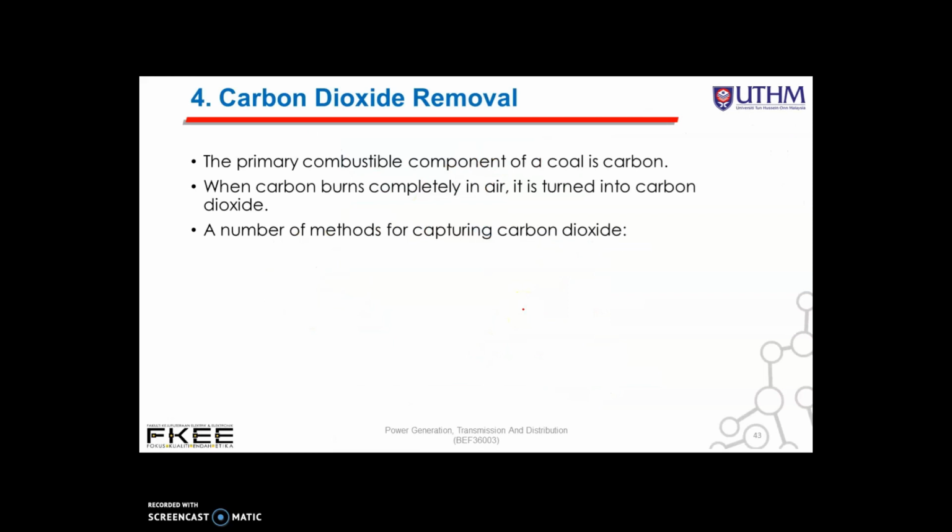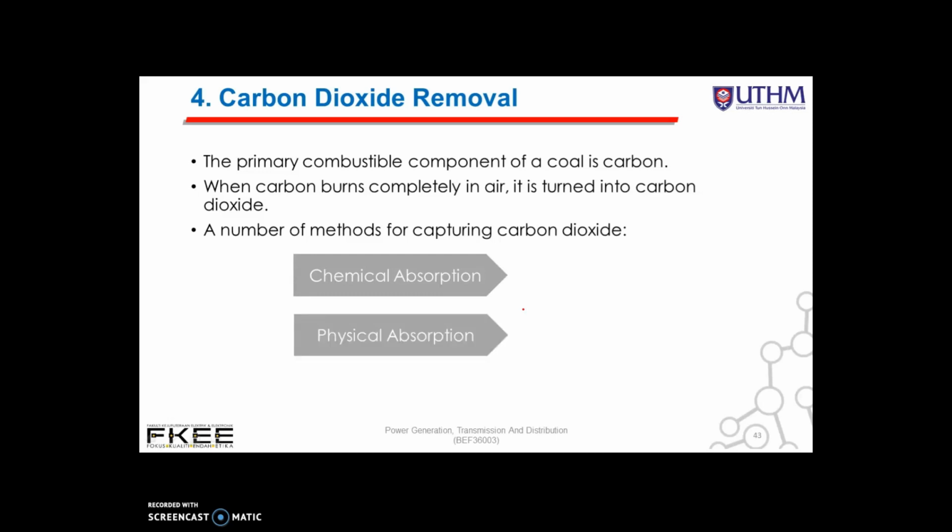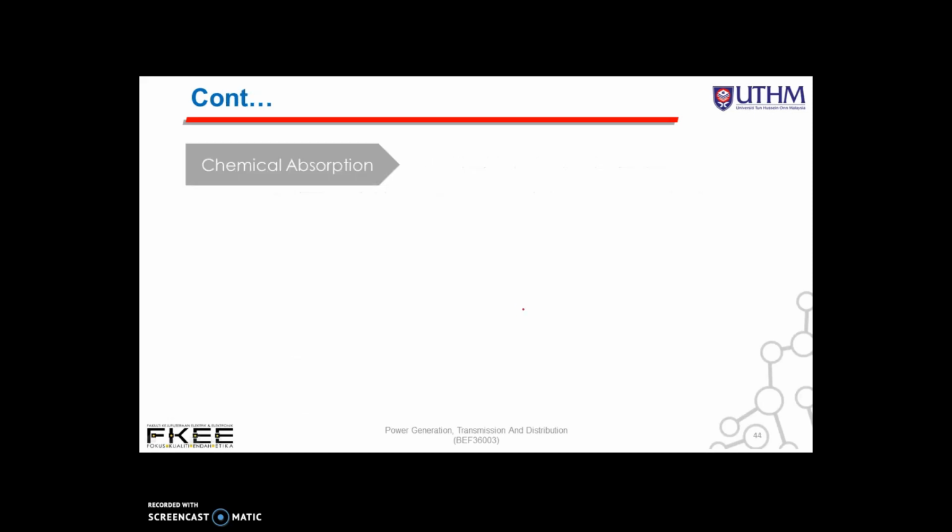So the fourth method is by using carbon dioxide removal. The primary combustible component of coal is carbon. When carbon burns completely in the air, it is turned into carbon dioxide. There are a number of methods for capturing the carbon dioxide, which are chemical absorption, physical absorption, and membrane separation.